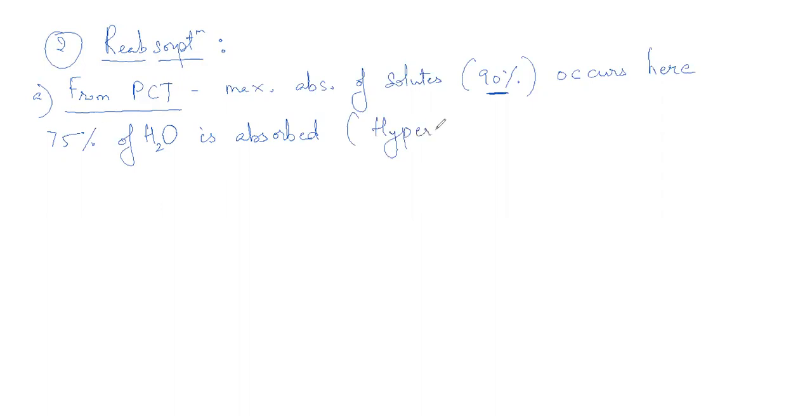Such a solution would be hypertonic solution. So the PCT removes hypertonic solution, right? So the filtrate entering into the loop of Henle would be relatively, in comparison to this, hypotonic. This is the site for obligatory water reabsorption.